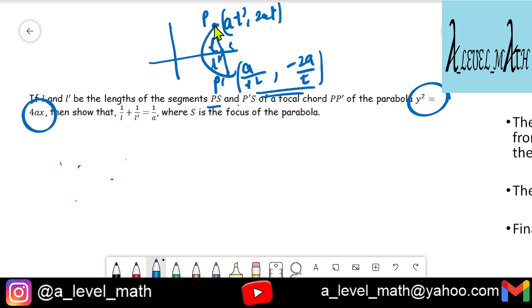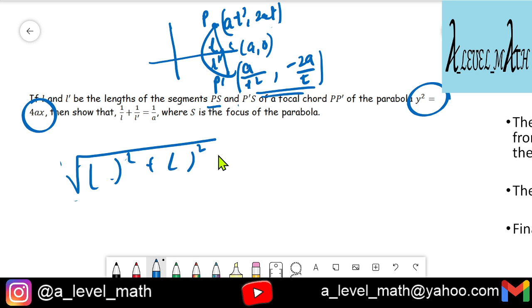L is the distance from P to S. What is S? a, 0. So guys, quickly find out the distance between P and S by using the formula root over x2 minus x1 the whole squared plus y2 minus y1 the whole squared. So try to figure out this distance and then try to figure out the distance L dash by using these two points a by t square and minus 2a by t and a, 0.